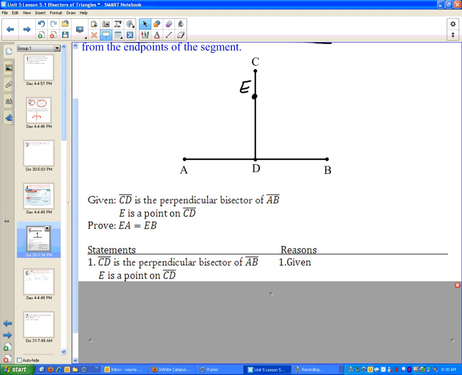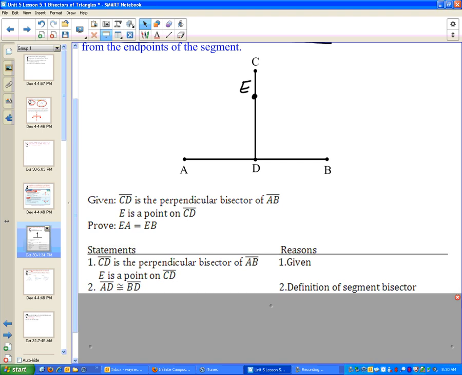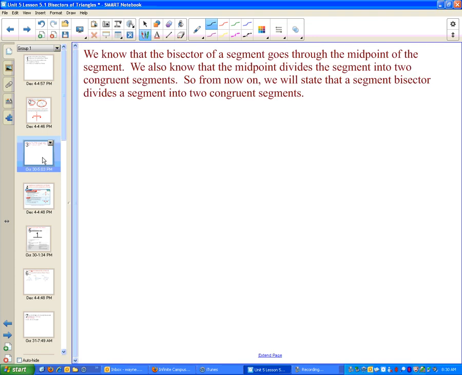So we have all of our given in our proof. Now, what does this help us know? Since CD is a bisector of AB, I know, and we just spelled it out here, that we're going to skip what we used to have to put in. We used to have to say D is the midpoint. Then we would say that the segments are congruent.